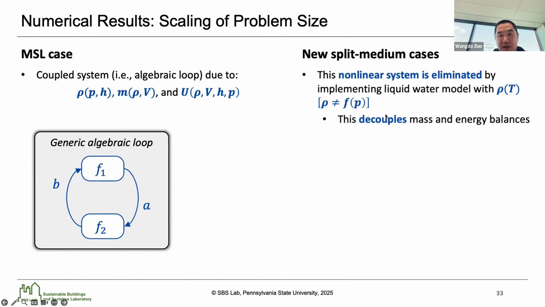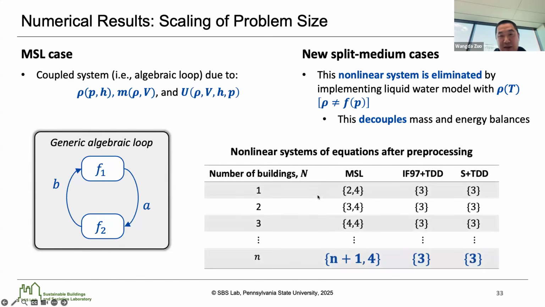So what we're trying to do is break this connection so that the density is only a function of temperature, not pressure anymore. That decouples the mass and energy balance. And so this is what happens if you decouple them.